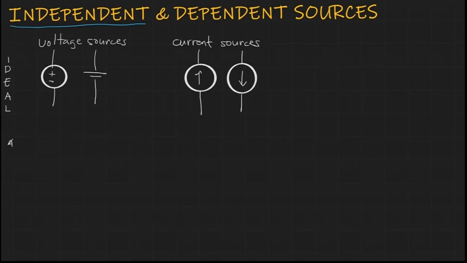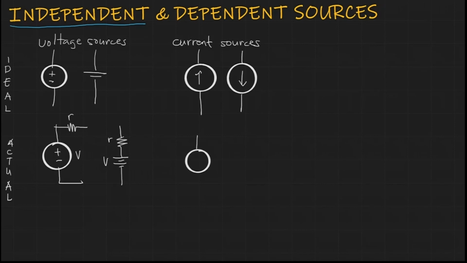If we are to look into what we call the actual voltage and current sources, we have to introduce what we call the internal resistance. For voltage sources, it should be in series with our voltage source. On the other hand, for your current source, it should be in parallel. So this small letter r is what we call the internal resistance of our sources. So that is basically the independent sources. We have a voltage source, whether it is ideal or actual, and we also have a current source, again with or without internal resistance.